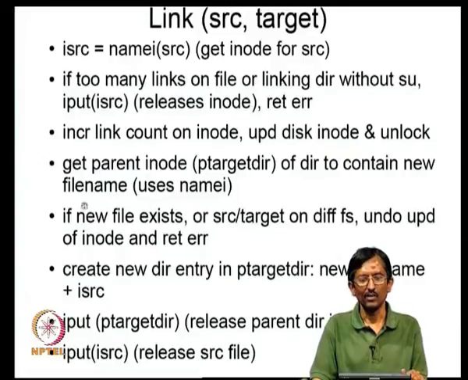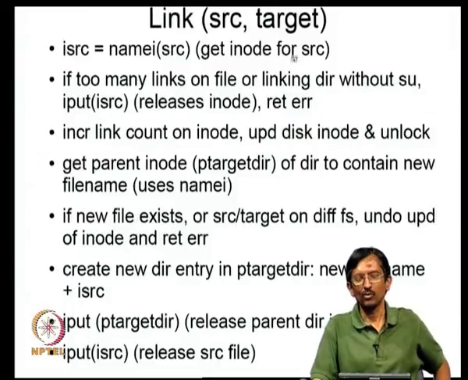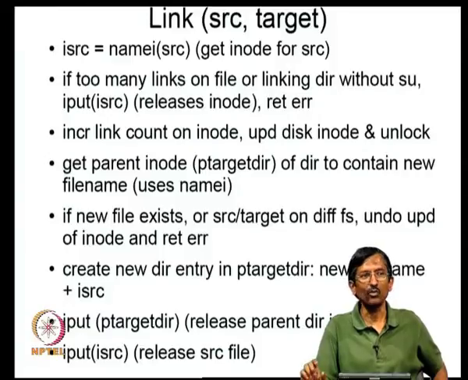Now, standard things: if the new file exists or source and target are on different file systems, something is not okay, we can drop it. If the new file already exists in the directory where it has to be put, you can't do that. Source and target on different file systems: you are doing what is called a hard link. Hard link demands that, because you are sharing the inode, you are not creating any new data, you are just creating a new name in the file system namespace pointing to the same object. So, it has only one representation.